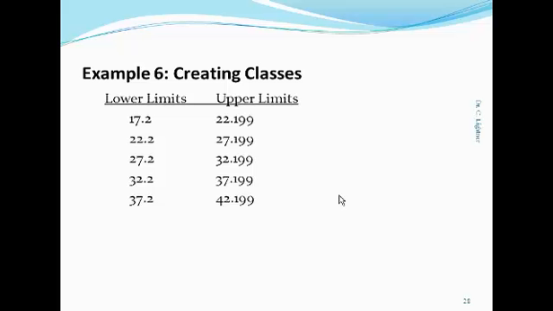22.1999, 27.1999, 32.1999, 37.1999, and 42.1999. The reason I selected 22.1999 as my upper limit is because that is the smallest number from 22.2 that I could easily write.